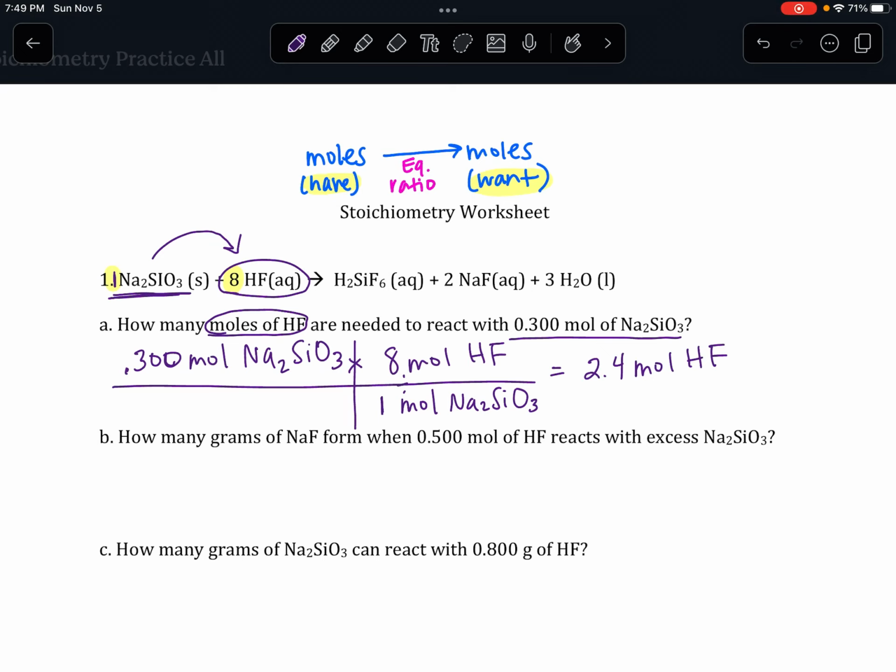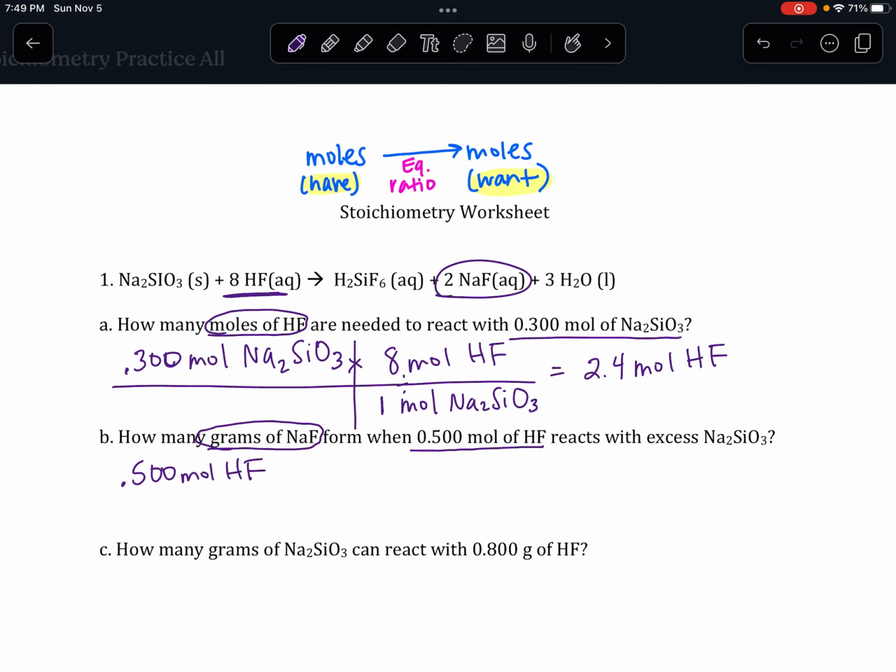If we look at our next question, it tells me I'm starting with 0.5 moles of HF. So I'm starting with moles, but it's asking me for grams of sodium fluoride. I'm going to erase the information from my last question and do the same thing. I'm going to underline what I'm starting with, and then circle what I am looking for. So I'm going from here to here.